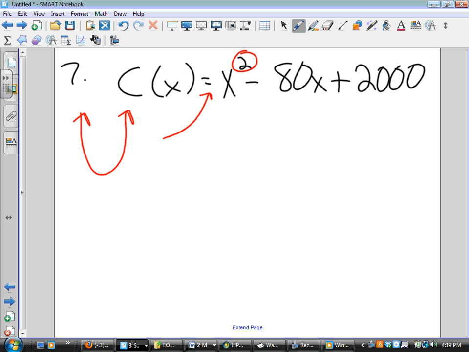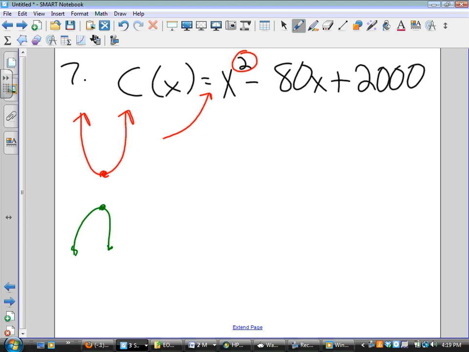And any parabola that opens up is going to have a minimum. Also, it doesn't apply in this case, but any parabola that opens down is going to have a maximum. And that maximum or minimum is going to occur at the vertex of the parabola.